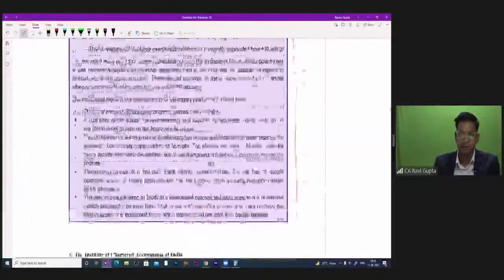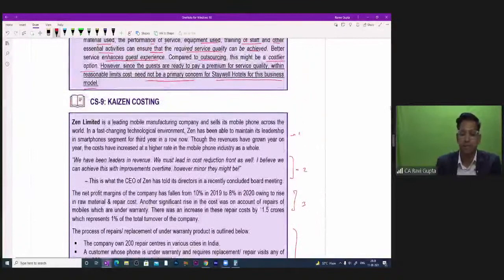Zen is a leading mobile manufacturing company, selling its mobile phones across the world in a fast-changing technological environment. Zen has been able to maintain its leadership in the smartphone segment for the 3rd year in a row now. Though the revenue has grown year on year, the costs have increased at a higher rate in the mobile phones industry as a whole.